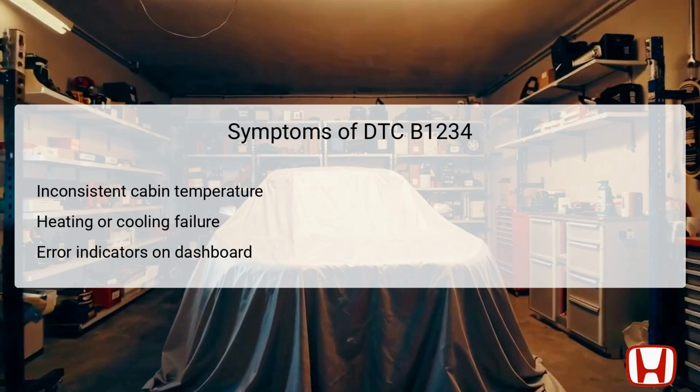Drivers might notice an inconsistent flow of hot or cold air, with the system failing to maintain the set temperatures. Additionally, error indicators may illuminate on the dashboard, signaling faults in the climate control system. This may include warnings specifically highlighting the air mix control motor. Given these symptoms, it becomes essential for technicians to promptly investigate and address the underlying issues to restore proper function and ensure user comfort in their Honda Accord.